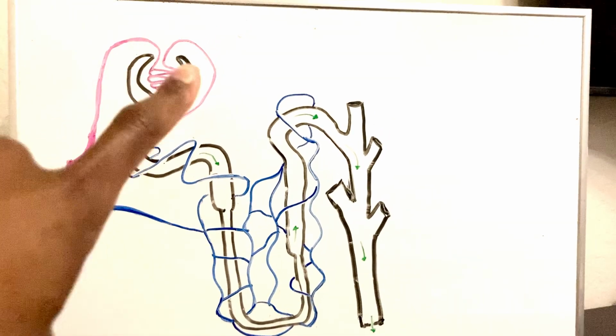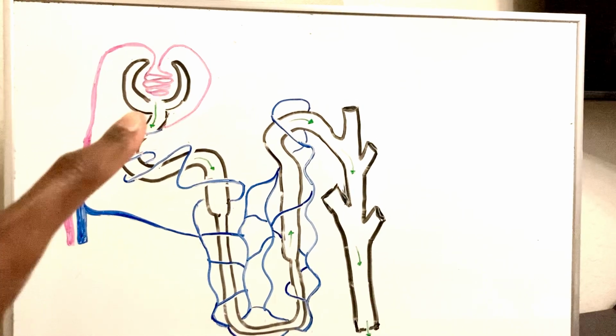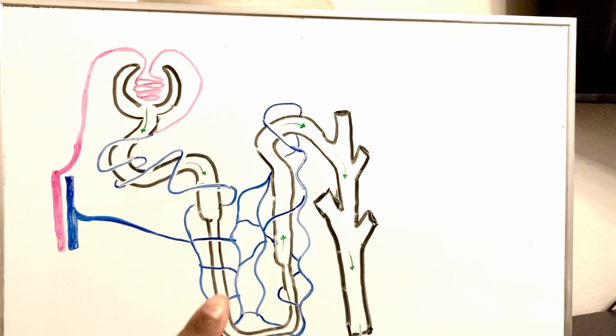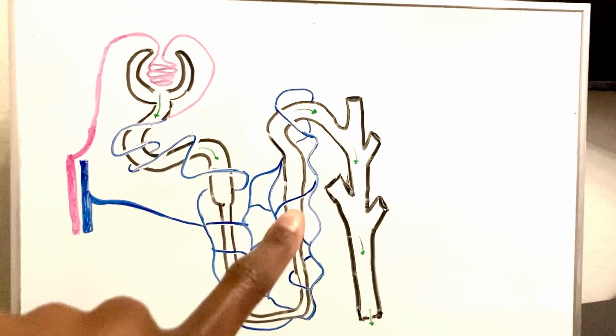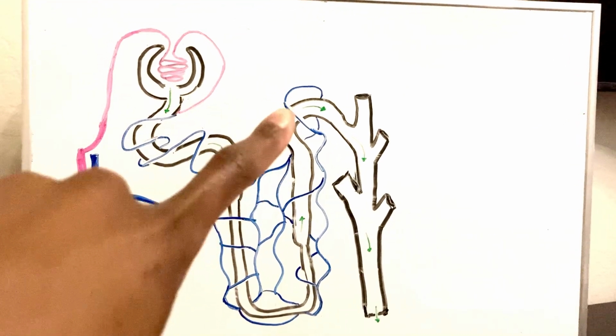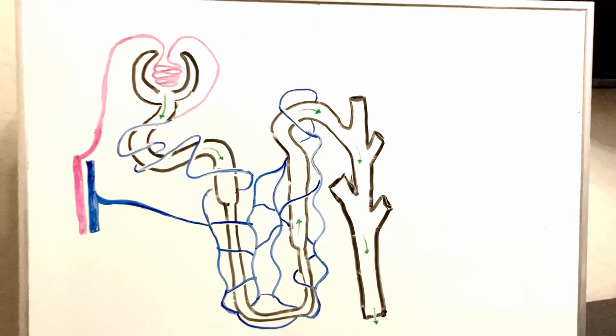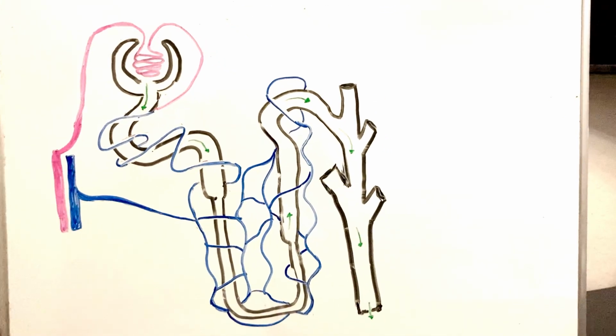Back up here you have the Bowman's capsule, which leads to the proximal convoluted tubule. Here is the loop of Henle. Up here is the distal convoluted tubule, and here is the collecting duct.